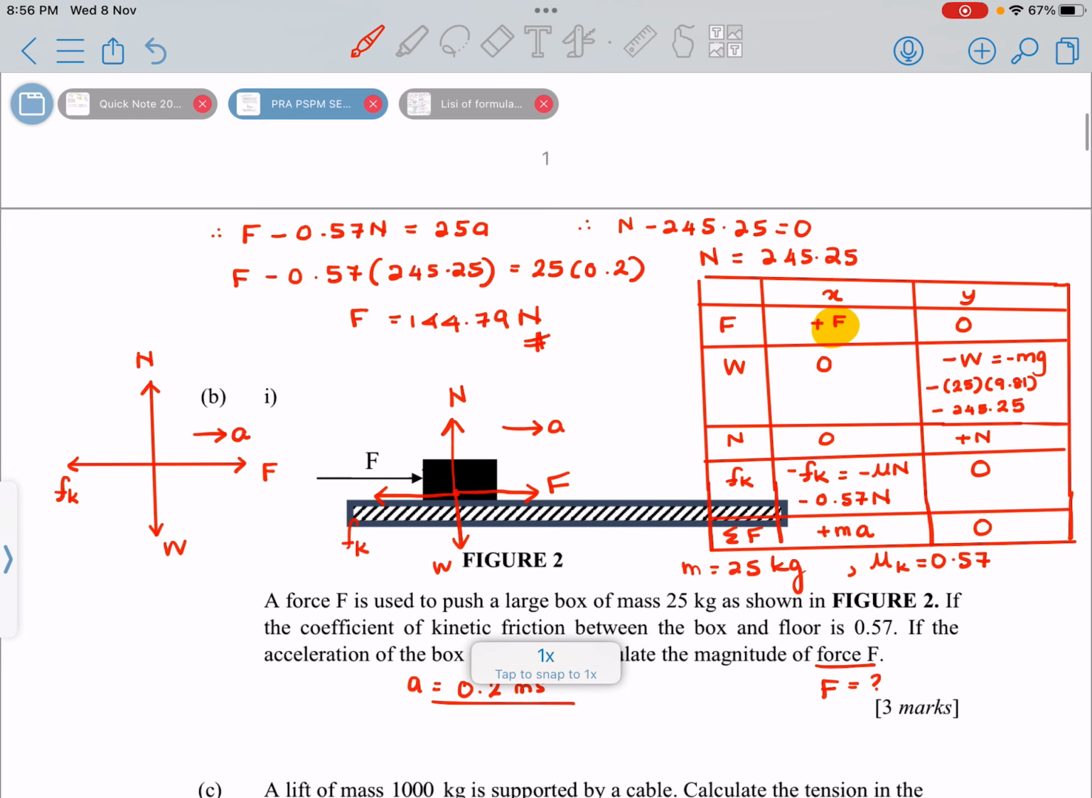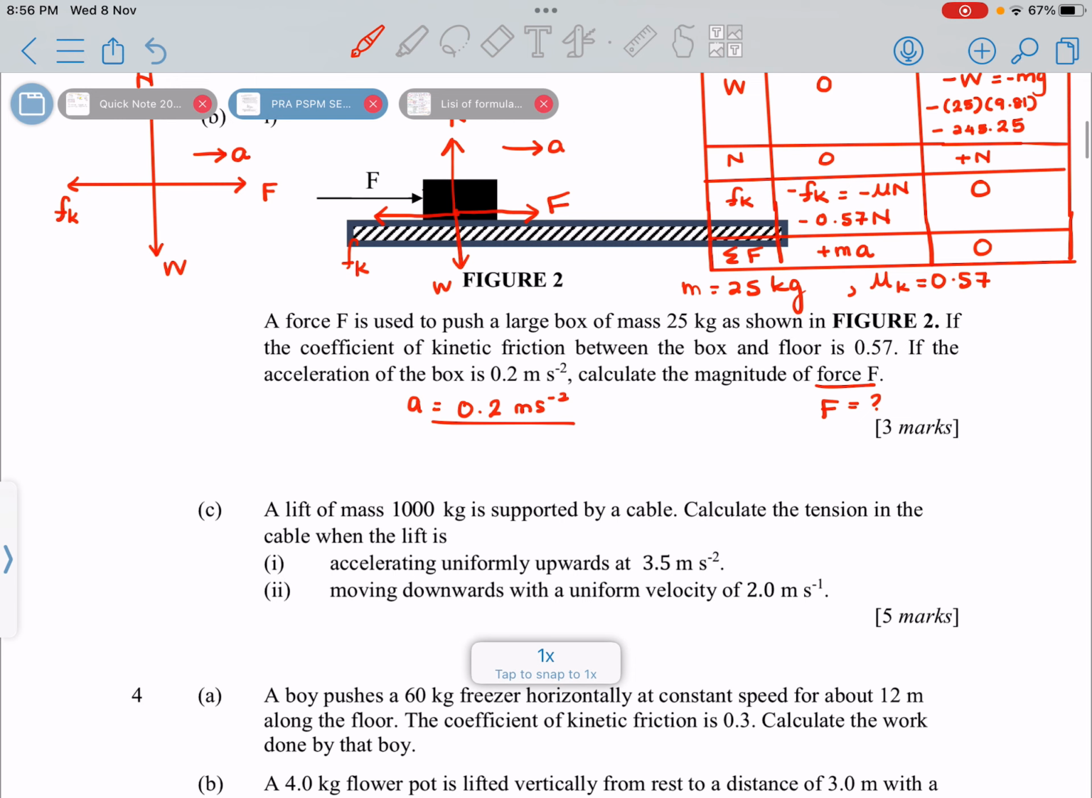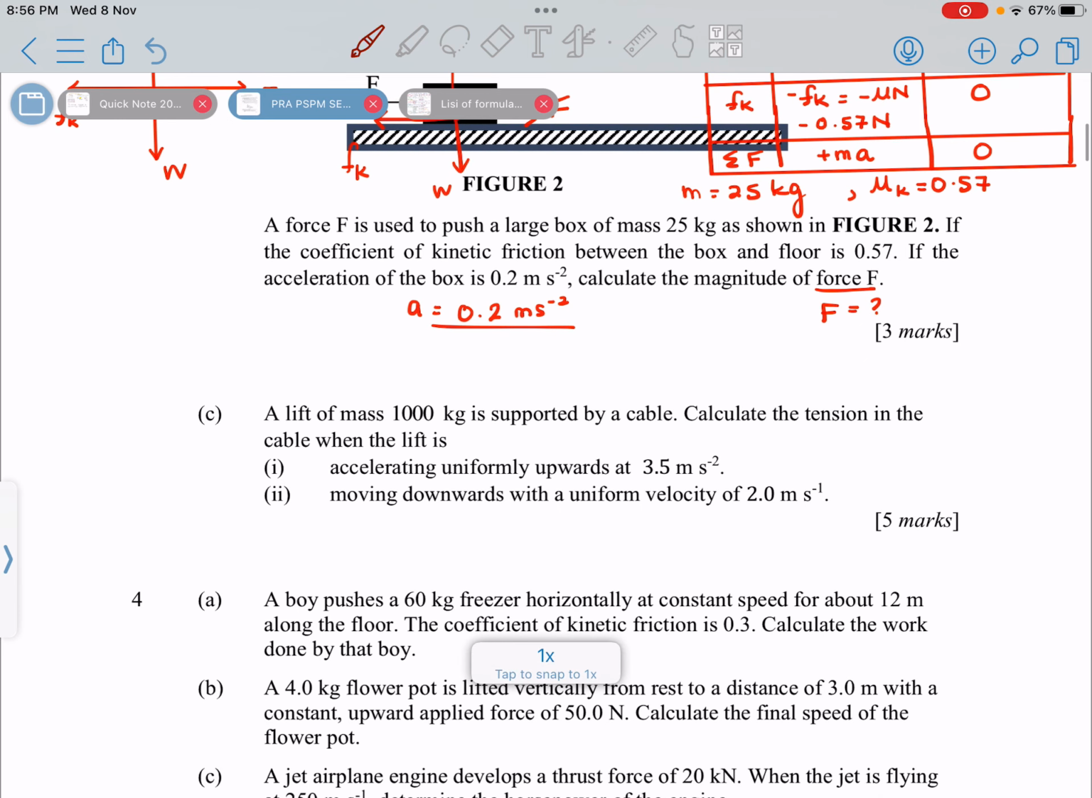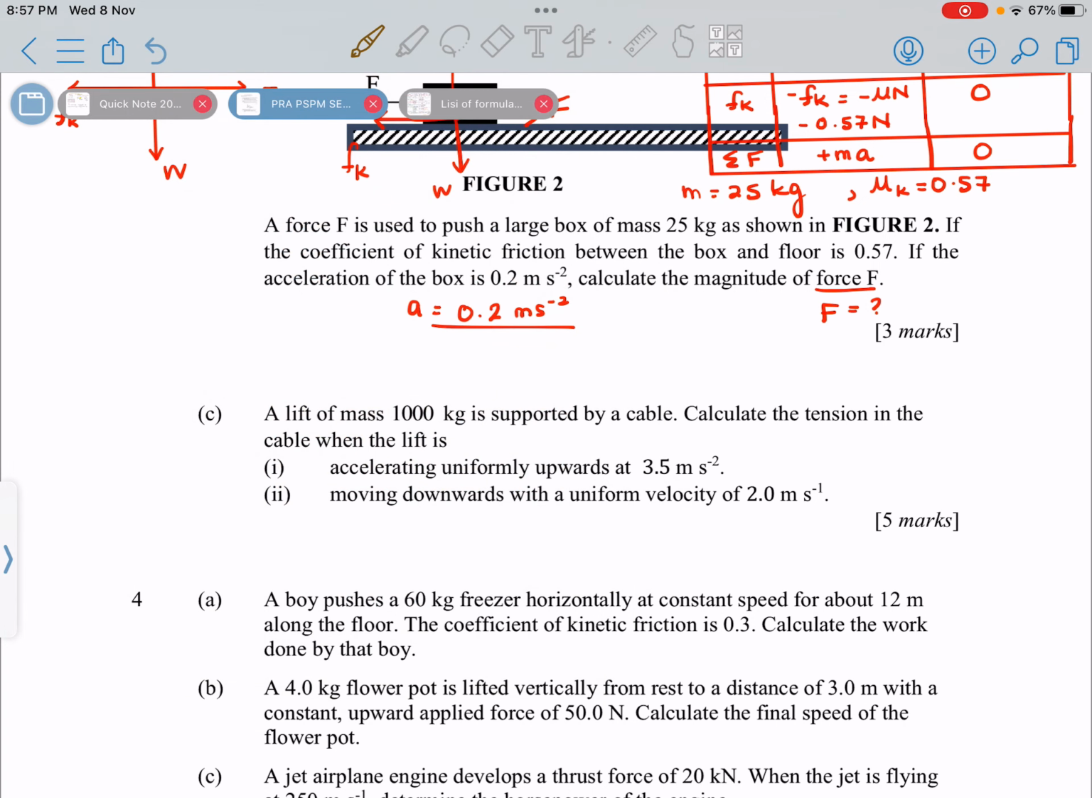Okay, so okay kan 3 markah je. Panjang dalam kerja dia. Tapi tak apa. Simple je sebenarnya ni. Okay, kita akan cuba buat this question pula. So, I'm going to change my pen. Okay, so a lift of mass 1000 kg is supported by a cable. So, lift tu, Miss rasa lift lah kan? Lift, ada orang dalam tu. So, calculate the tension of the cable.